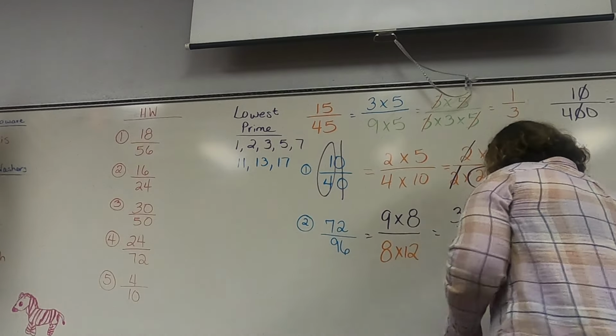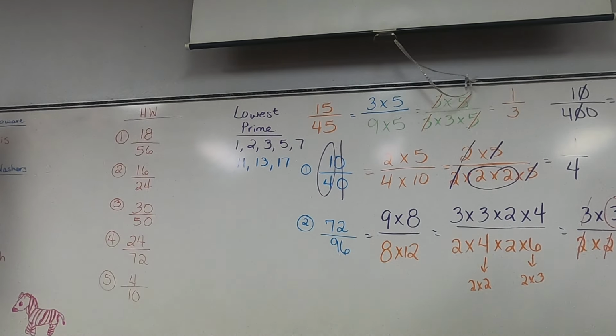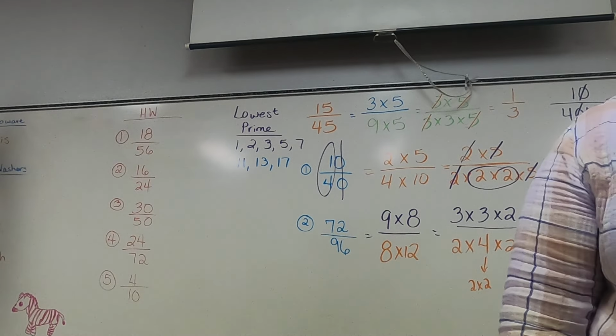All right. So you have 18 over 56. You have 16 over 24. You have 30 over 50. You have 24 over 72. And you have 4 over 10. So those are your 5 for homework, and you can start now.